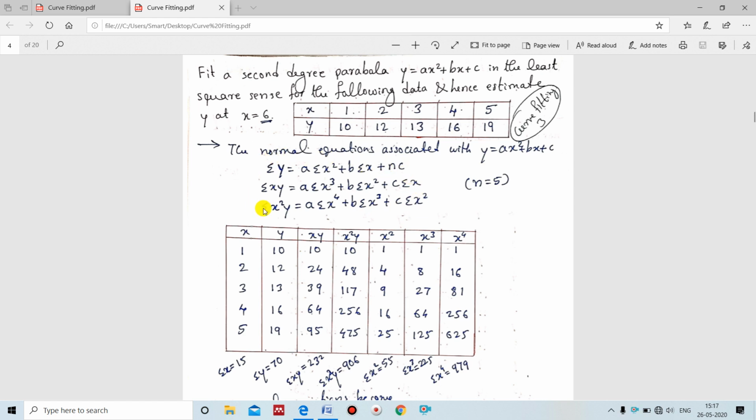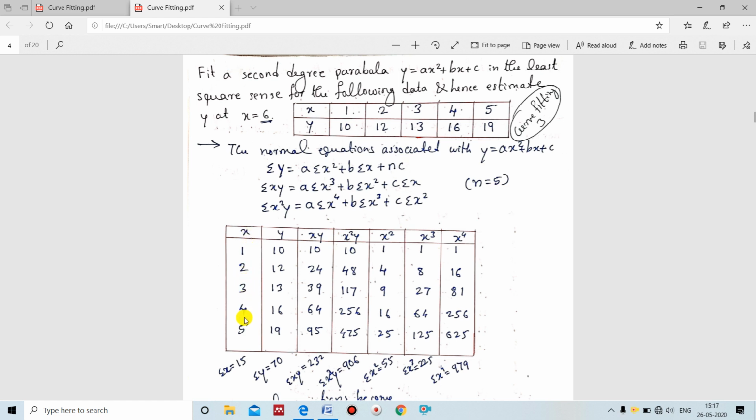So depending on the normal equations, we prepare the table to get the values of summation of y, summation of x square, summation of x, summation of x cube, summation of x raised to 4, summation of x square y. So let us prepare the table. Here n is equal to 5, the number of data taken: 1, 2, 3, 4, 5.